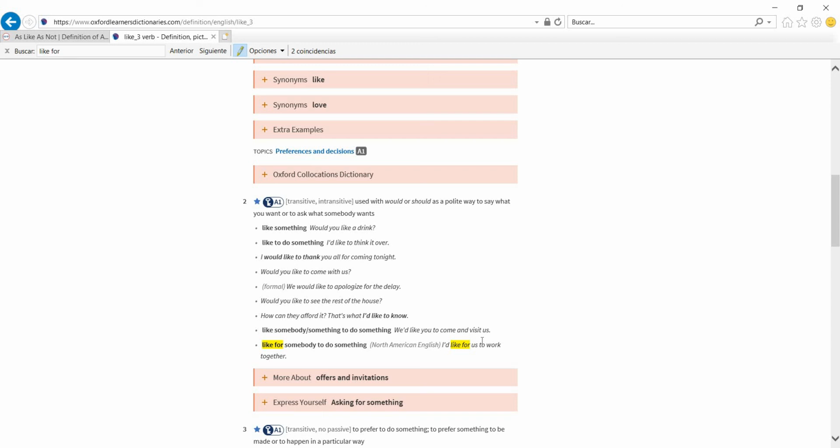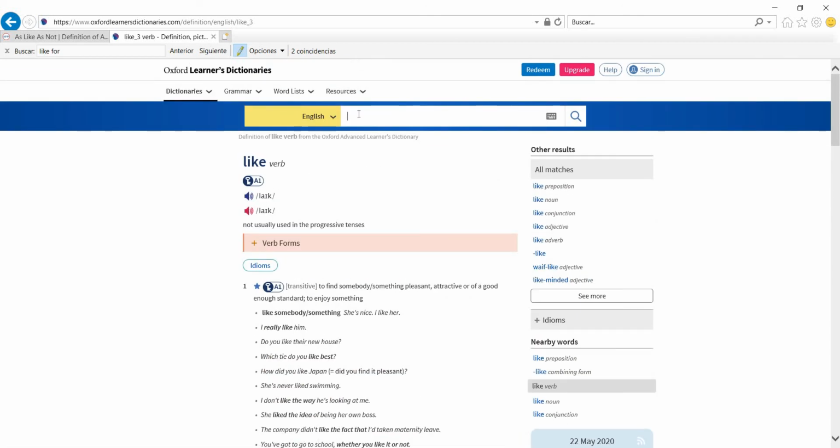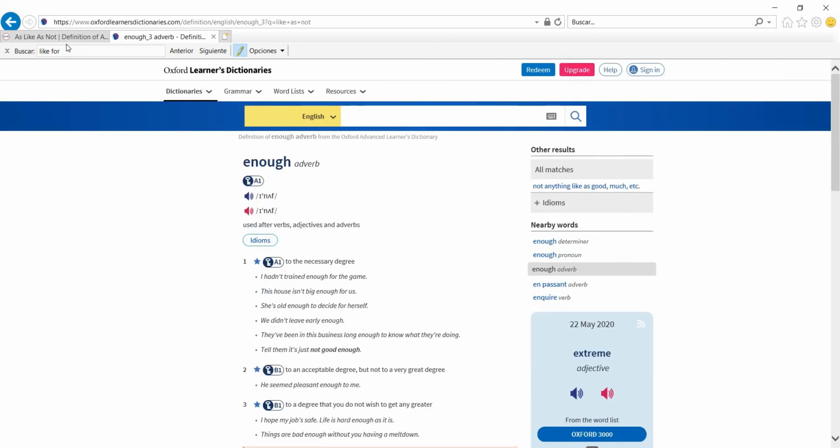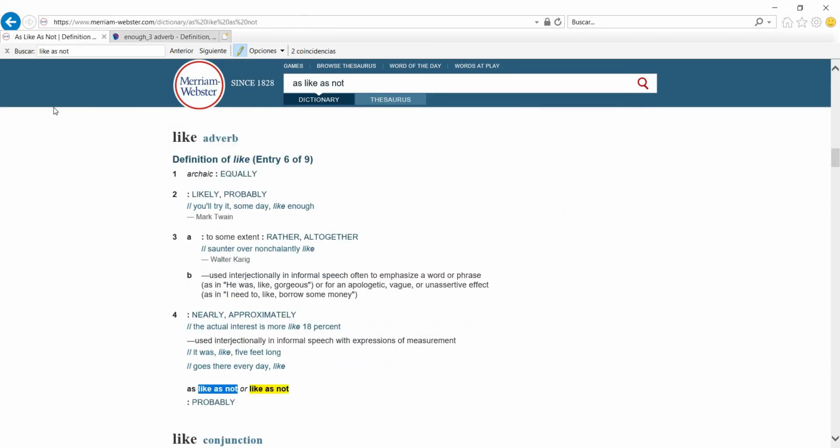And maybe there's some idiomatic phrases with like that we may not have mentioned, such as like as not. Let me just go to the search box. Like as not. We might find it more easily. There it was. Like as not, right? Which means probably, right? She would be in bed by now, like as not. Well, another typical phrase with like is like father, like son. And another one is like so.